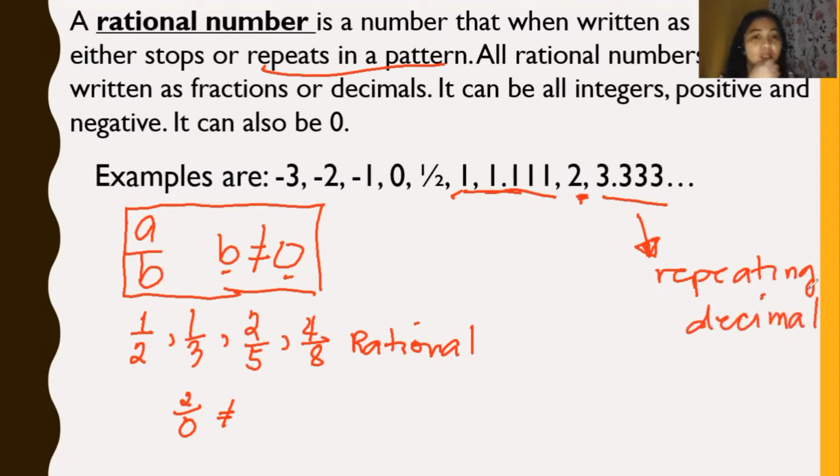So, ito po yung ating rational number. Pwede siyang decimal number na nagre-repeat paulit-ulit at hindi natatapos. Either stops or repeats in a pattern. And it can be written into fractions. And all integers are rational numbers.